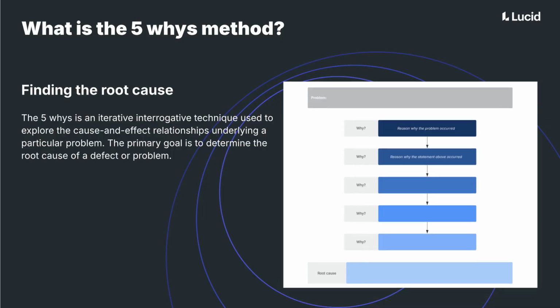What is the 5 whys method? It is an iterative interrogative technique used to explore cause and effect relationships. By repeating why 5 times, you peel away layers of symptoms to find the root cause.